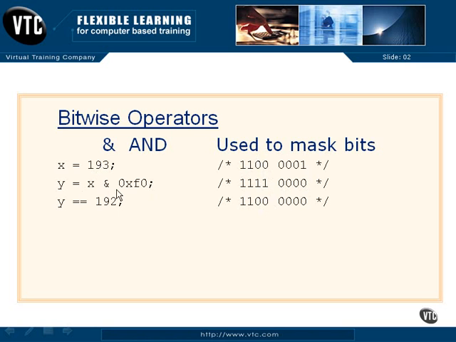So here we have 193 ANDed with F0, and our result will be 192, which is 128 and 64. That's these two high order bits right here. So that's a bitwise AND.